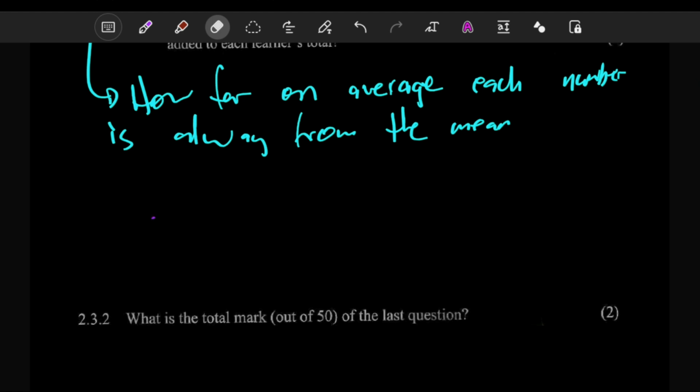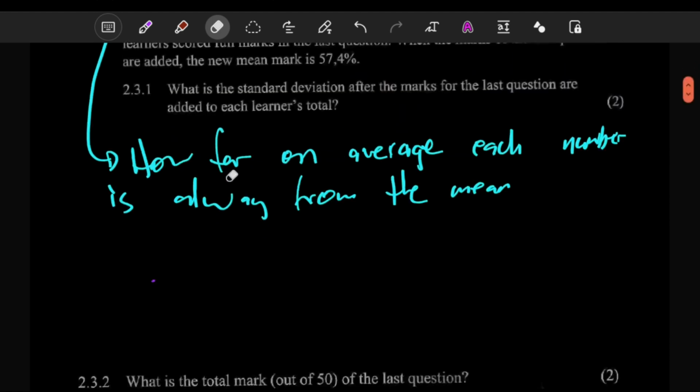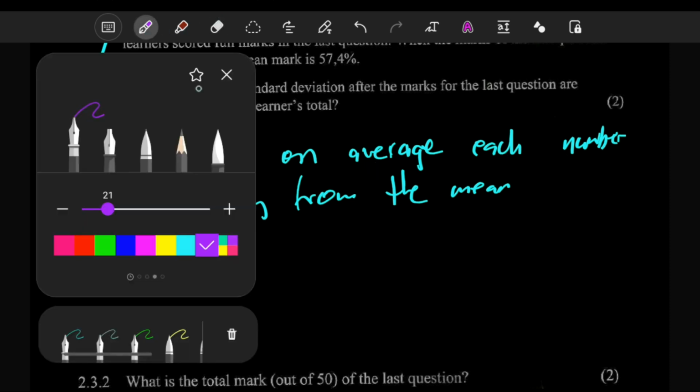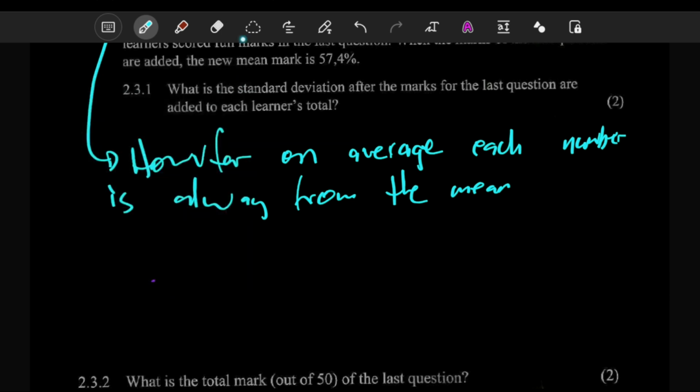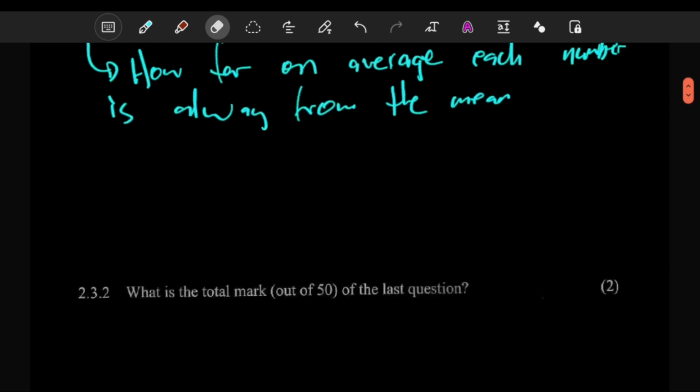Because remember, your standard deviation, as we said, tells you how far on average each number is away from the mean. Okay, so that is all nice and dandy. So let me just remove this thing here. Do this. There we go. Nice. So, wait, are we even done?